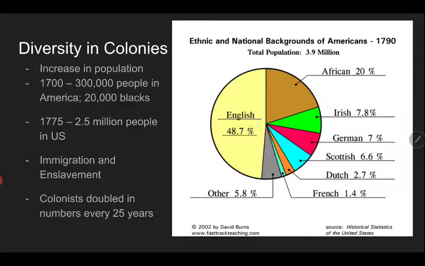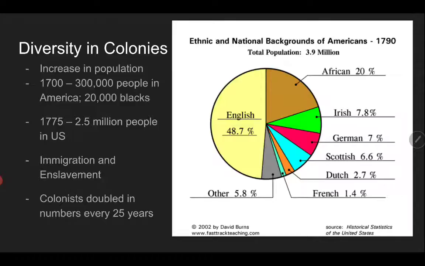So I think that one of the things to think about is that before the American Revolution, it is a very diverse place. We talked about this before. We have immigrants coming from all over Europe and Africa. So we have enslavement, we have immigration, and the colonists are doubling in numbers nearly every 25 years. So the other part about the United States is that we are massively increasing our amount of people.